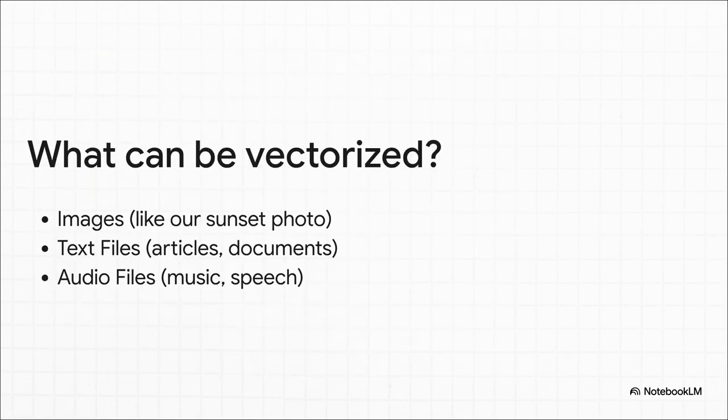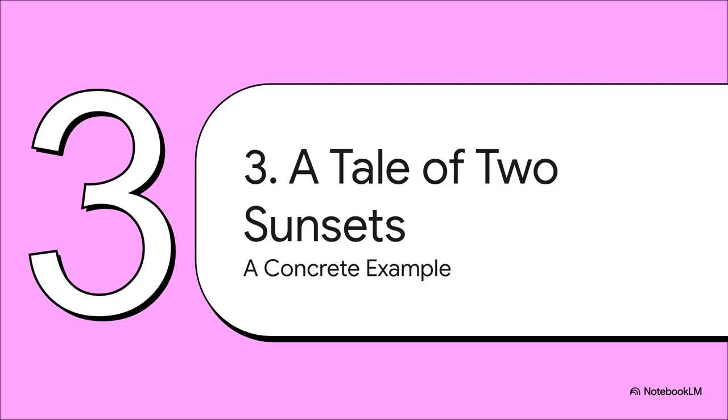And what's so incredible is just how flexible this whole idea is. We can create these vector embeddings for pretty much anything. I'm talking images, like our sunset photo, of course, but also entire articles, text documents, you name it. We can even do it for audio files, like music or somebody speaking. Okay, I know this all sounds a little abstract, so let's make it real. Let's actually compare the vector embeddings for two different photos, side by side, to see how this works in practice.